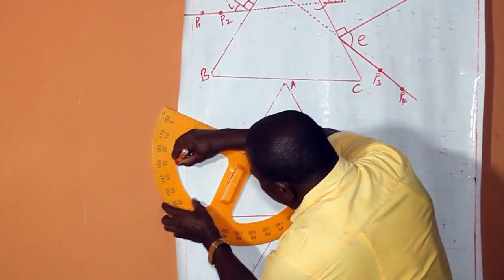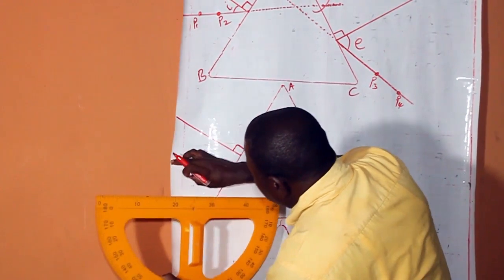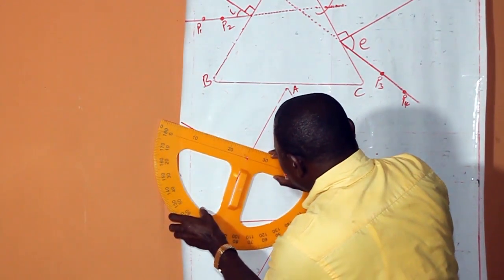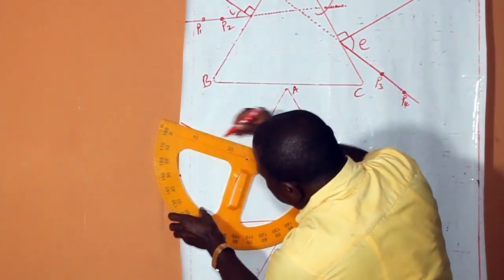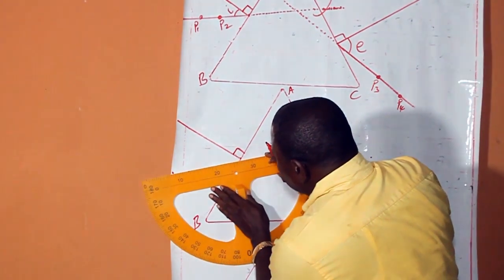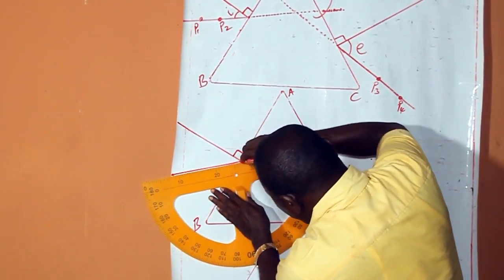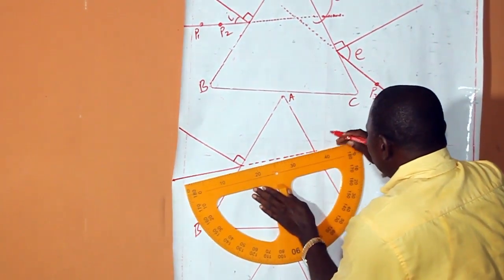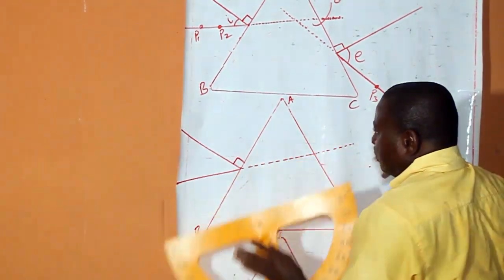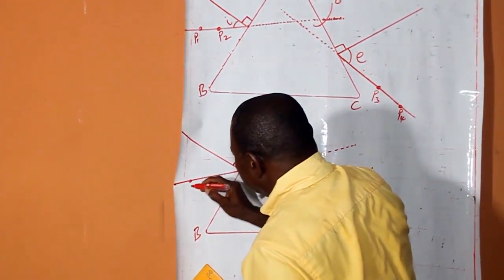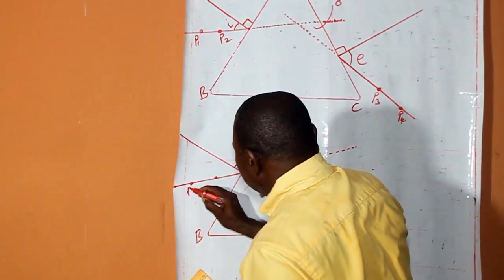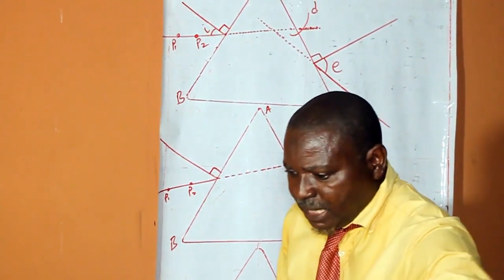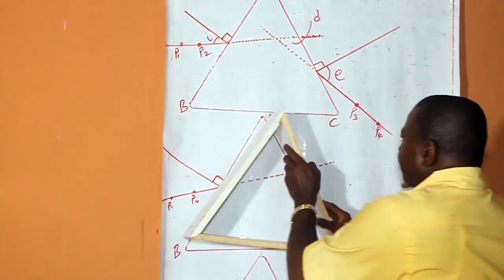This is our 30. So we are going to use 20 first. This is 20. We are going to use one as 30. We are going to produce it to this point. So we produce it into the prism and beyond with a dotted line. So after that, we are going to put a pin here, another pin here, pin 1 here, pin 2 here. So after that, we replace the prism.